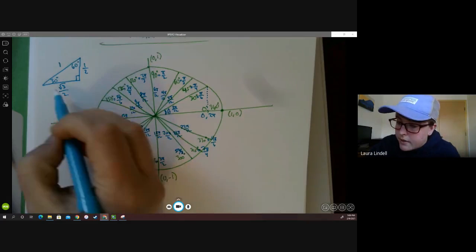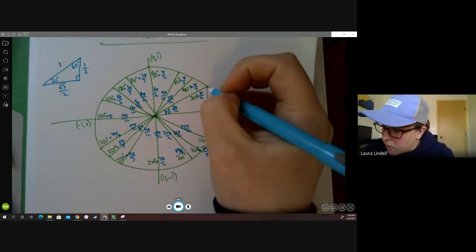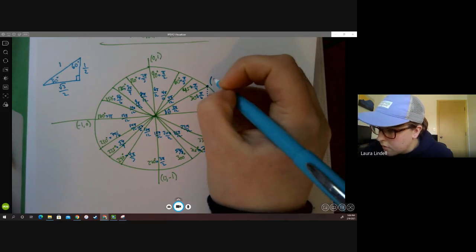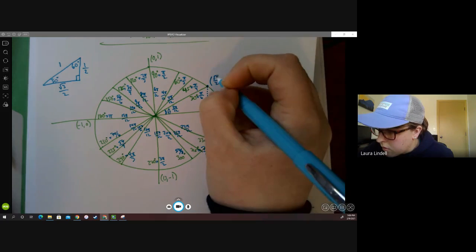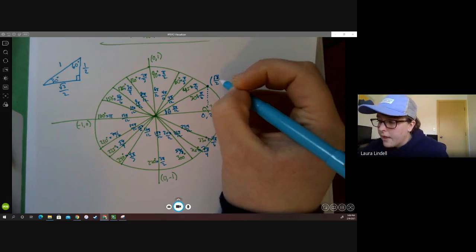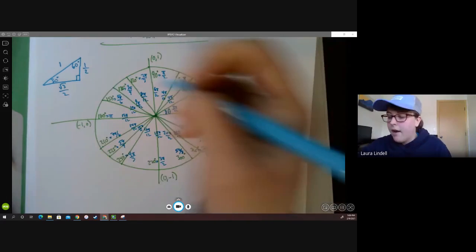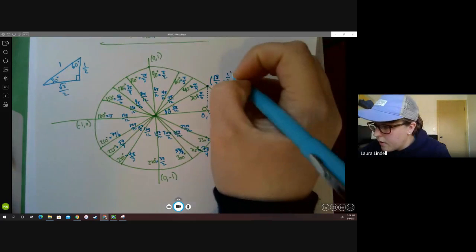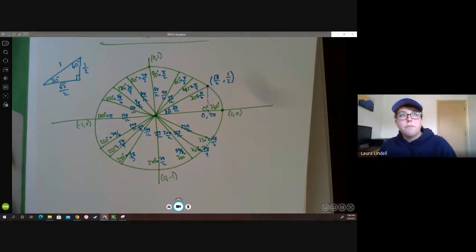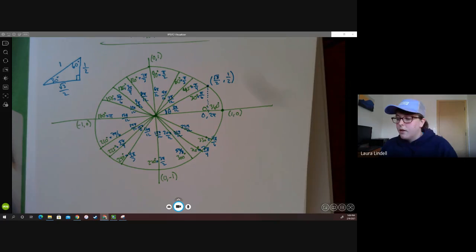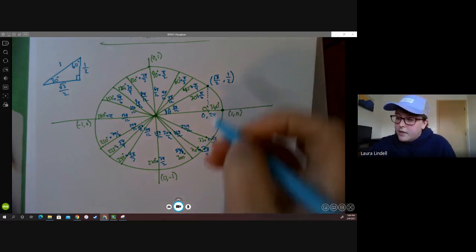Well, this horizontal distance here is my x coordinate for this point. And then my y coordinate for this point is this vertical distance here, that 1/2. So we have root 3 over 2 and 1/2. So that's a 30, 60, 90.